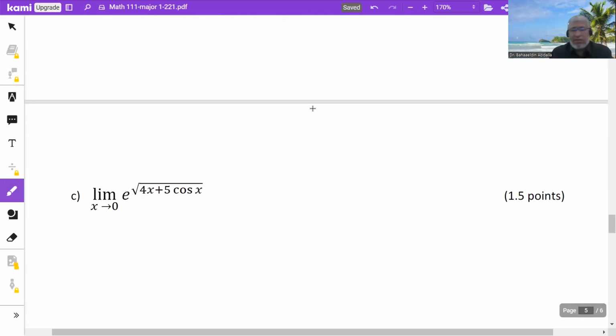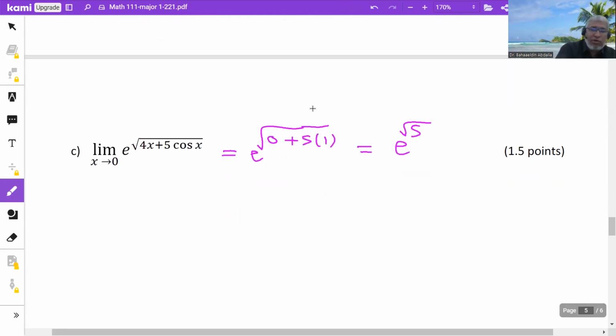Well, to find this limit, as usual, I replace x by 0. So I'll have e to the power 4 times x, that's 0, plus 5 times cosine 0, which is 1. So the answer is e to the power square root of 5.